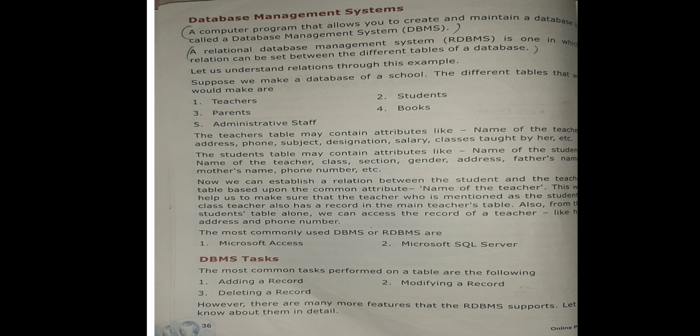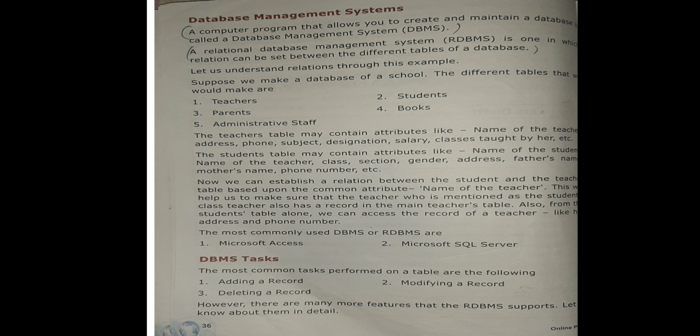Then let us understand the relation through an example. Suppose we have a database of the school. The different tables would be teachers, parents, students, books and administrative staff. The teacher table may contain attributes like name of the teacher, address, phone, subject, designation, salary, and classes taught by her, etc. Then the student table may contain attributes like name of the student, name of the teacher, class, section, gender, address, father's name, mother's name, and phone number, etc.